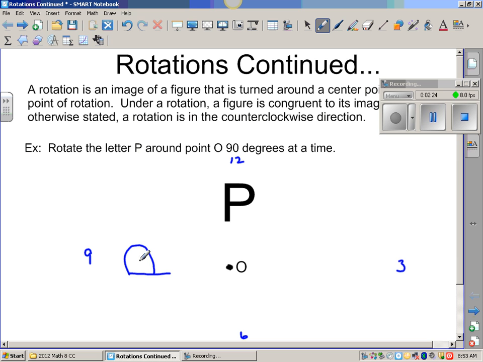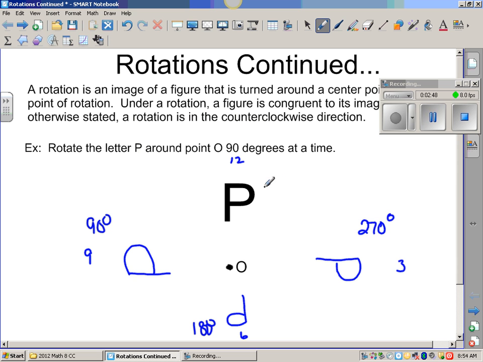Let's go all the way around. If we did 180, this would be swinging down here, so you'd end up with a P that is upside down. Okay, I know mine's a little smaller, but it's not because I'm out of room. And then 270 would be up here. So this one would be 90. Down here would be 180. And this one would be 270.